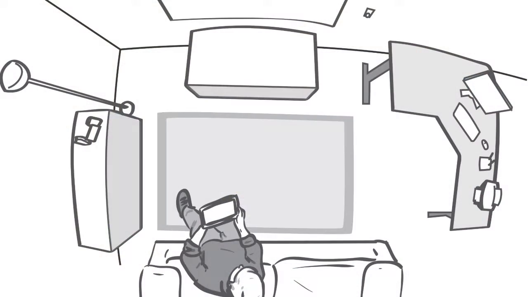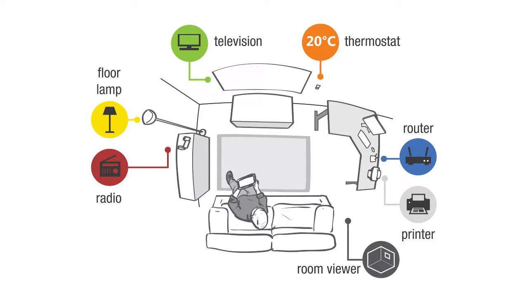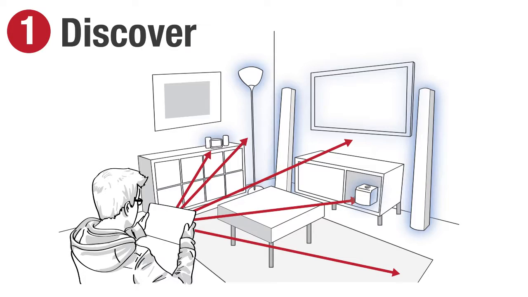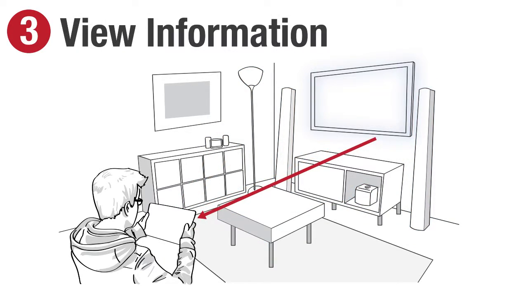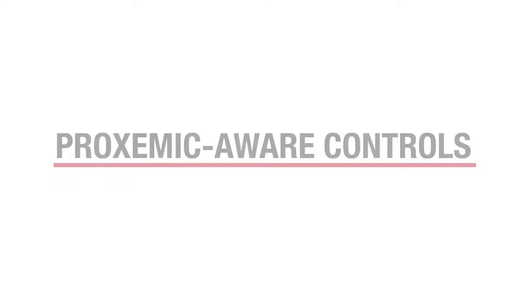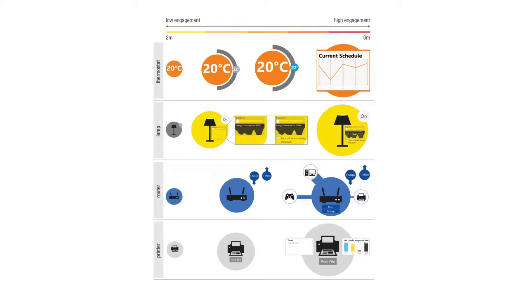Ubiquitous computing ecologies present an increasingly large number of appliances that can be controlled through mobile devices. As a result, it becomes difficult to discover interactive appliances, select one within the ecology, view information about it, and control it. To solve these problems, we present Proxemic-Aware Controls, that is, to use spatial relationships between people and devices such as distance and orientation to pertinently reveal controls.